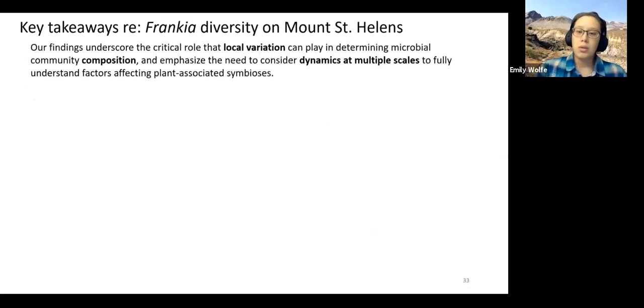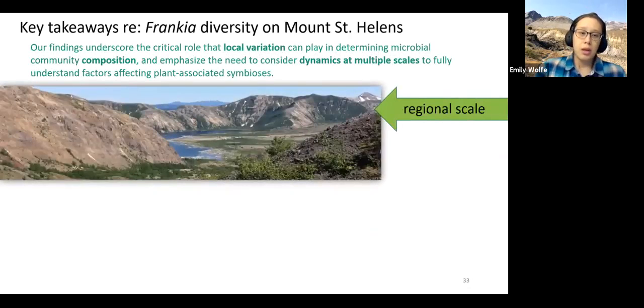Okay, so our findings, I guess I'll just read this to you, underscore the critical role that local variation specifically can play in determining microbial community composition, and also emphasize the need to look at dynamics at multiple scales, which we'll look at here in a second. And so at the regional scale, and this is actually looking, so this is Spirit Lake, Mount St. Helens is over here, and you can kind of see the trail winds down this way, and this is where he sampled going towards this direction.